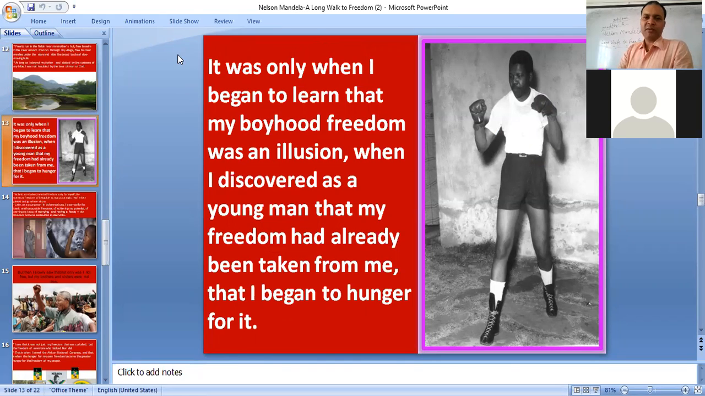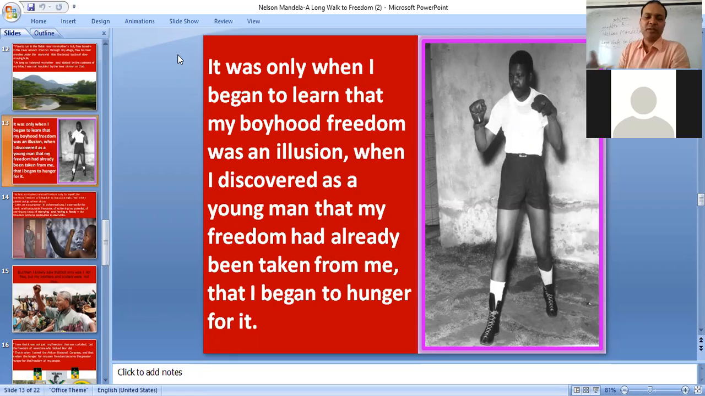It was only when I began to learn that my boyhood freedom was an illusion, when I discovered as a young man that my freedom had already been taken from me, that I began to hunger for it. This line was written earlier, and I have explained it to you already. The freedom in my childhood was an illusion for me. But in the real sense, we were not free at that age.